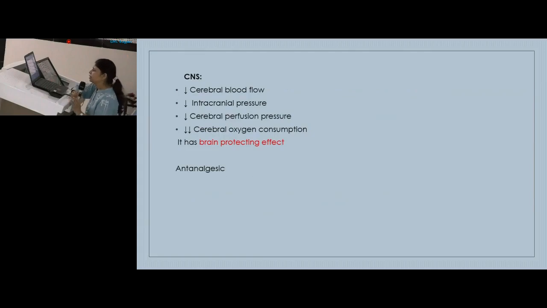On the CNS, it causes decrease in cerebral blood flow, decrease in intracranial pressure, decrease in cerebral perfusion pressure, and decrease in cerebral oxygen consumption. So thiopentone has a brain protecting effect and can be used to lower raised ICP. It is not an analgesic, so when you are giving it for a short surgical procedure, you have to add an analgesic.